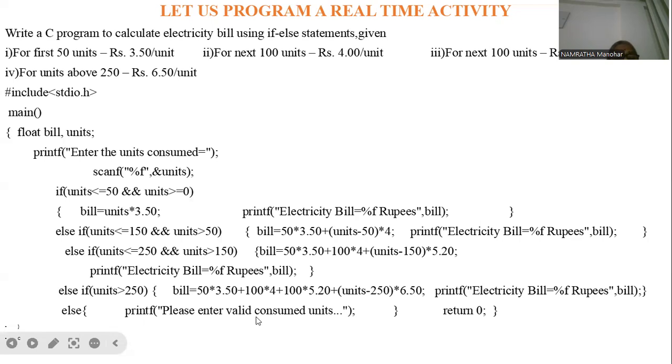So, else printf: Please enter valid consumed units. If there is any mistake in your entry of the number of units, you prompt that please enter valid consumed units. So this is the logic. So the number of variables you have to use, and the logic, is what you have to design.